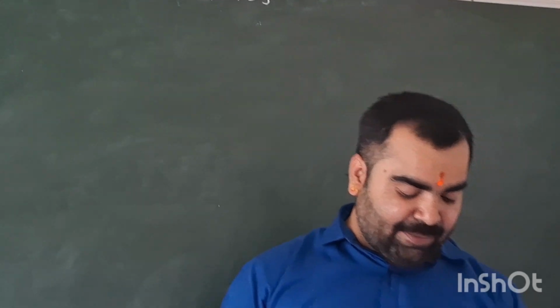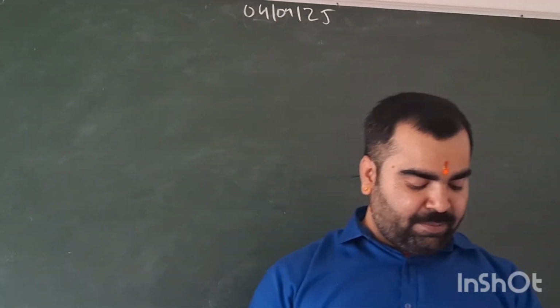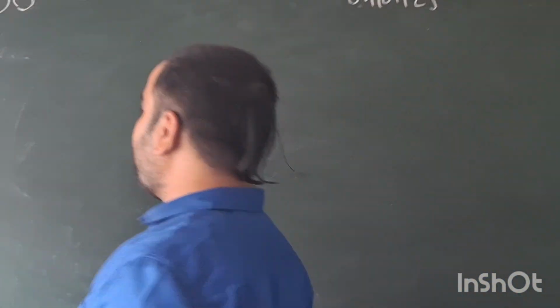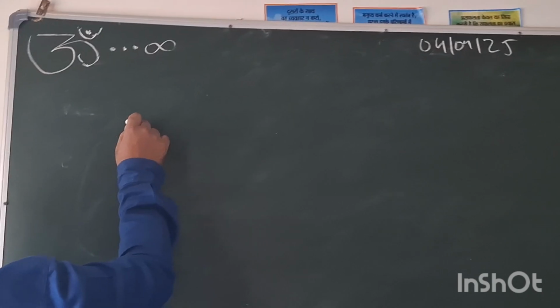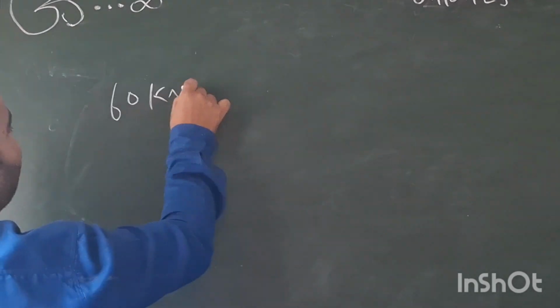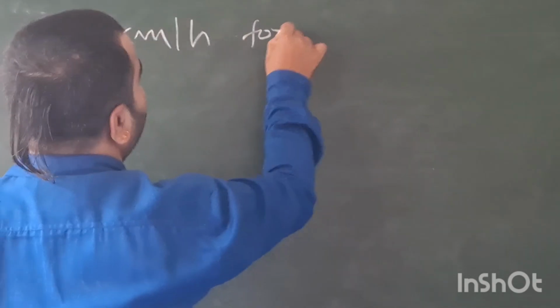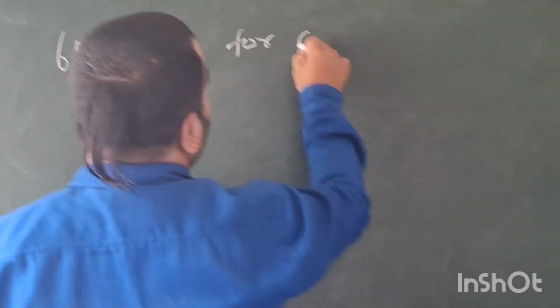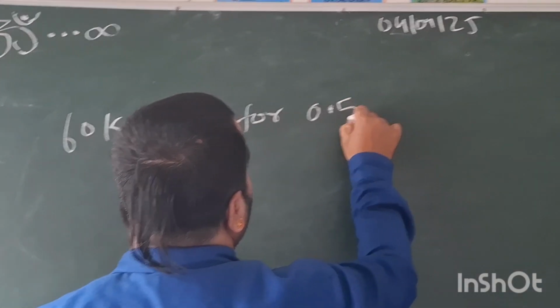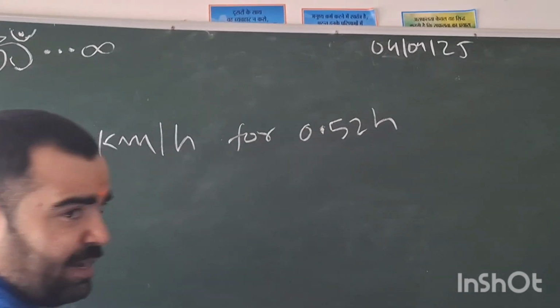Okay, so there is another question. A train travels at a speed of 60 km per hour for 0.52 hour.